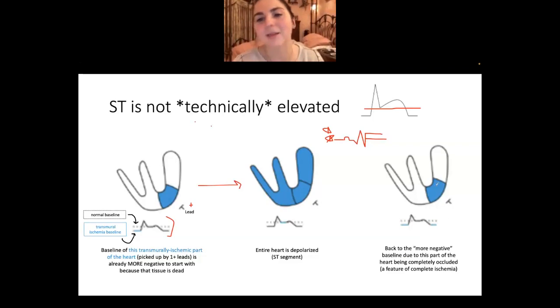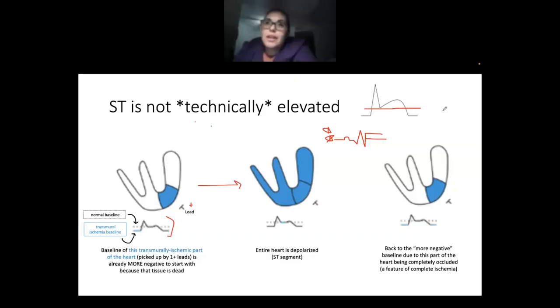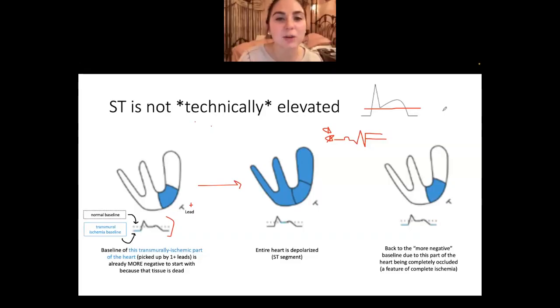But then it goes back to the more negative baseline because of this complete ischemia. It's causing this more negative baseline. It's just a feature of complete ischemia. So can I just make sure that I get this? Yes. So we're saying baseline, we're lower because we have dead tissue. It's more negative because it's more dead. Just think of it, it can't contribute because the tissue's dead, right? So it can't even contribute to the charges. Yeah. They're all flat. They're just dead.